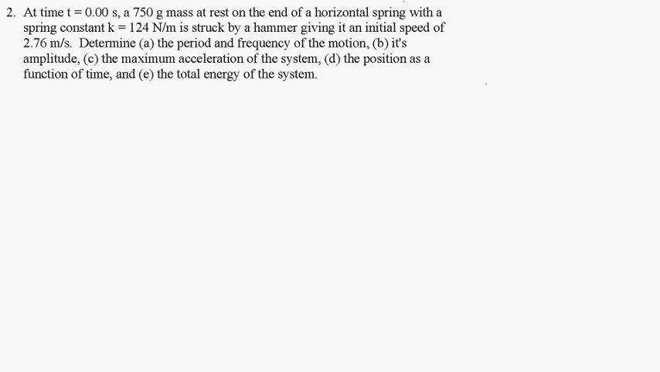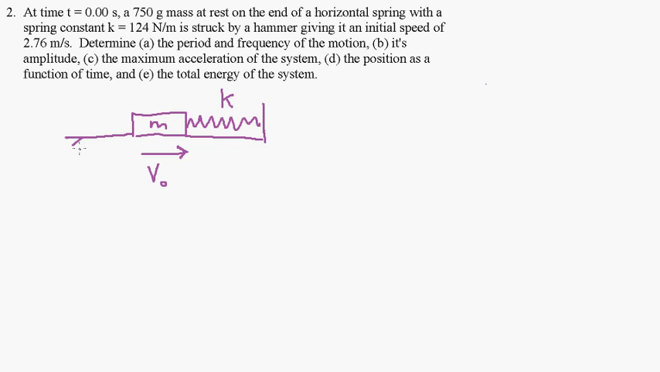Okay, problem 2. At time t equals 0, we have a 750 gram mass at the end of a horizontal spring with a given spring constant. It is struck by a hammer, giving it an initial speed. What gives it the initial speed really is not important. What matters is that it has some initial speed, v naught. And there's a known spring constant, and it slides horizontally.